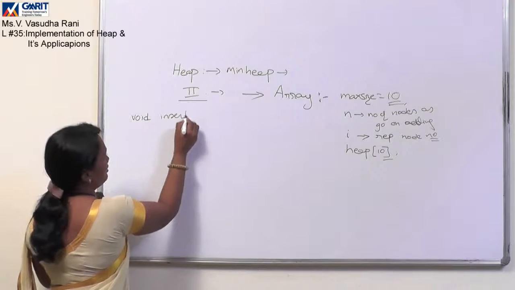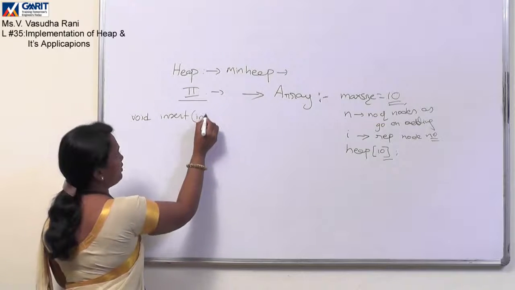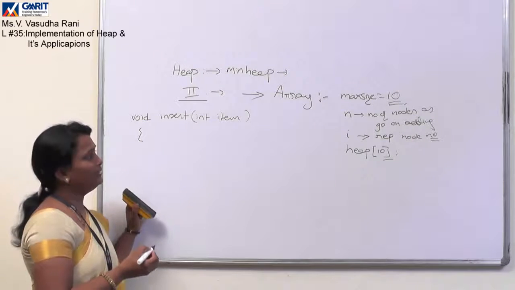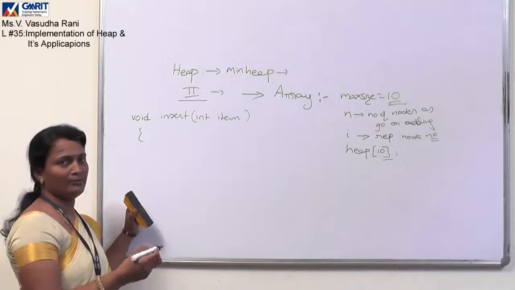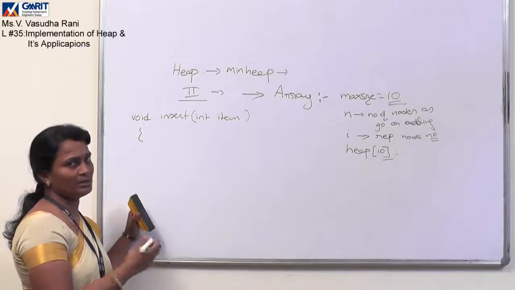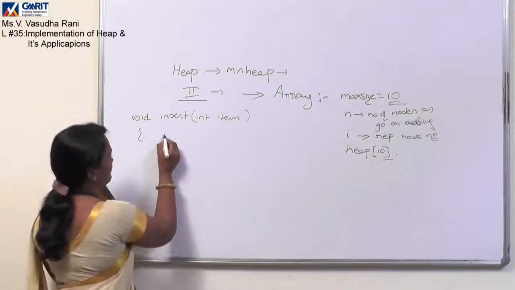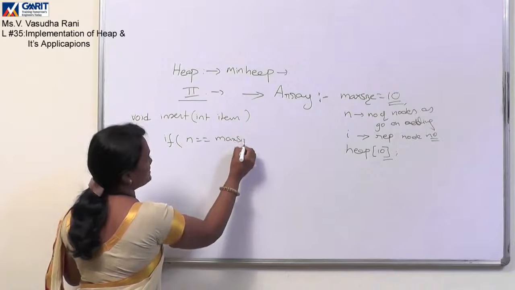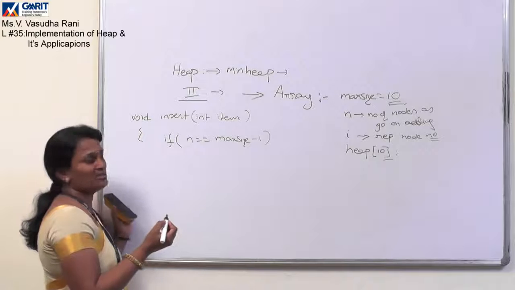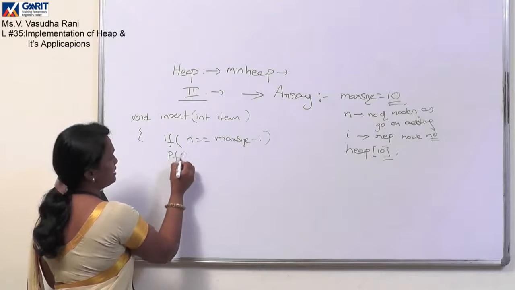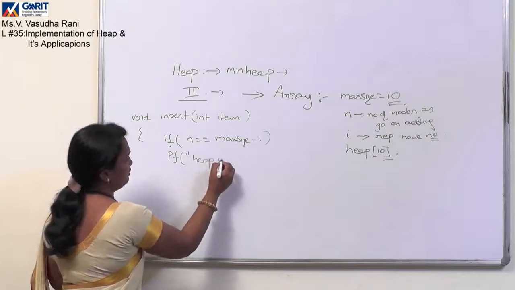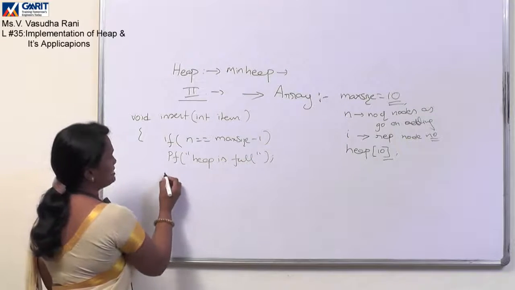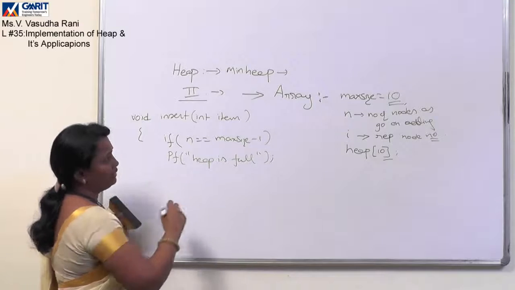Void insert. What we want to insert, the item, we have to pass. Initially, whenever we are going for inserting a new node, we have to check whether the heap is already full or not. Let us check for the case. If n is equal to max size minus 1, if it reaches the maximum value, we can say that the heap is already full, so it is not possible to insert. In the else case, we have to go for inserting a new node.